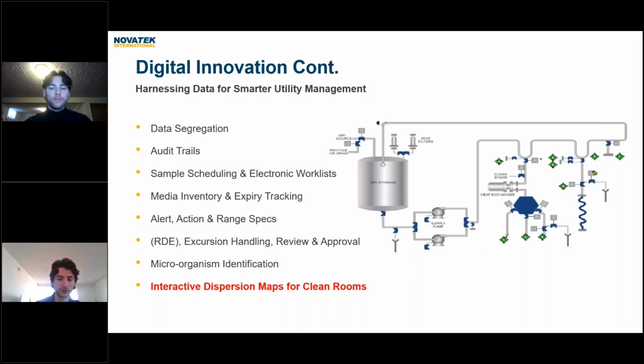And the last one would be interactive dispersion maps for your clean rooms. So the maps automatically populate with green, yellow, or red points to provide users, such as yourselves again, with an immediate visual confirmation of monitoring results, with green being below alert level, yellow in the alert level, and red, you need to take action, respectively. Finally, when an excursion occurs, the maps facilitate root cause analysis that helps eliminate the further spread of contamination, but we'll get into more of that in a minute.